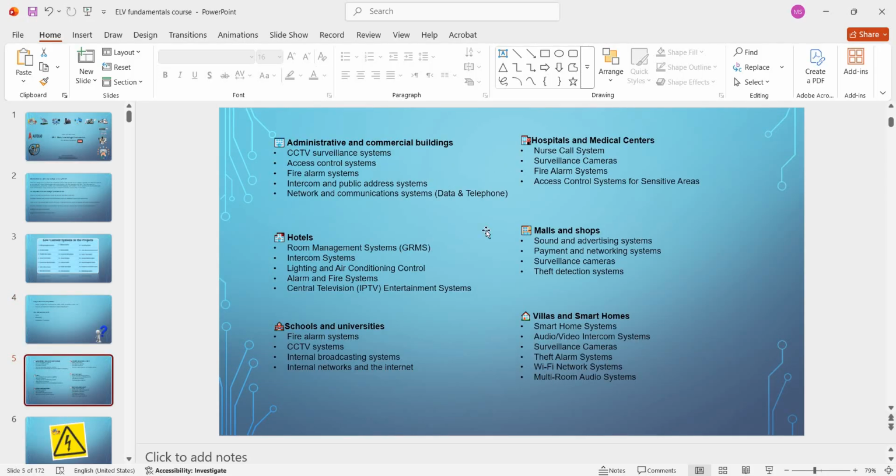For example, if you have administrative and commercial buildings, you can see a CCTV system in this project, and you can see an access control system, fire alarm system, intercom, and public address system. If you have a hospital or medical center project, there should be a nurse calling system, surveillance cameras to control or monitor, and a fire alarm system. If we have malls and shops, there should be sound and advertising systems, payment and network systems, and surveillance cameras. So in this slide, you can see many examples.